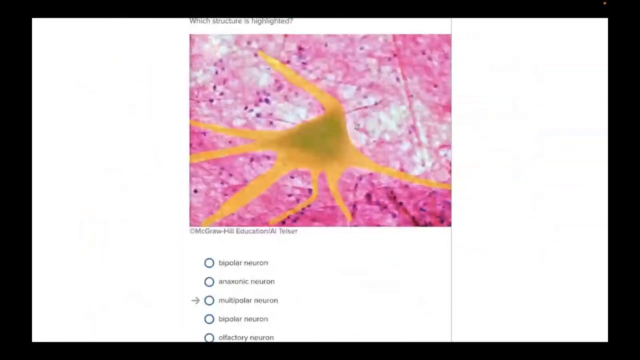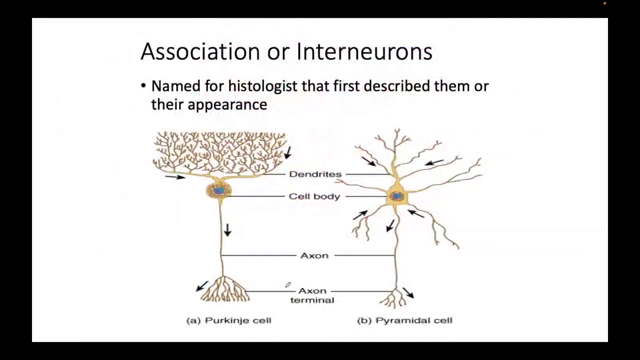Unipolar neuron. Okay. When we look at this, this is a multipolar. We have the cell body. We have many dendrites coming off of it with an axon. This is our classical view. That is a multipolar neuron.